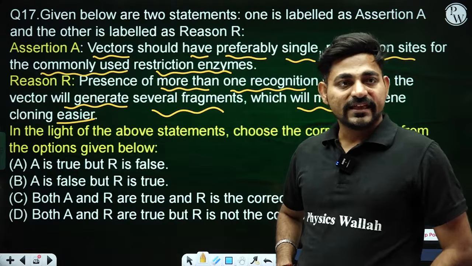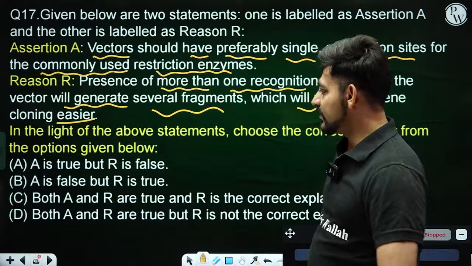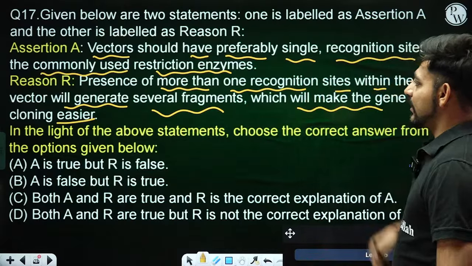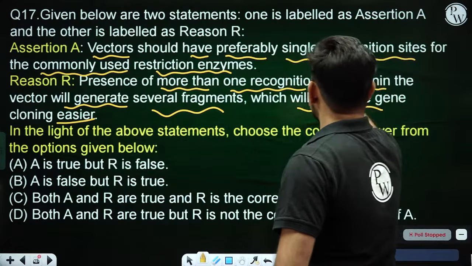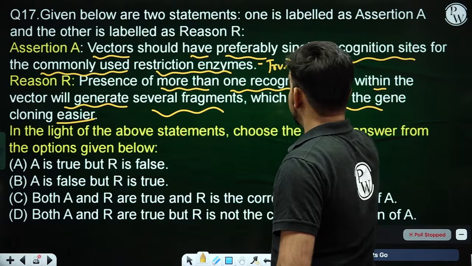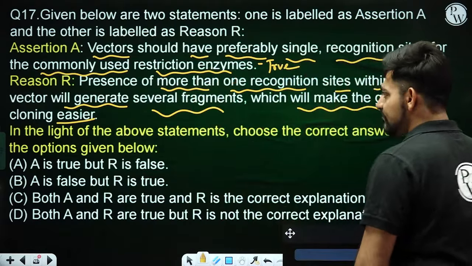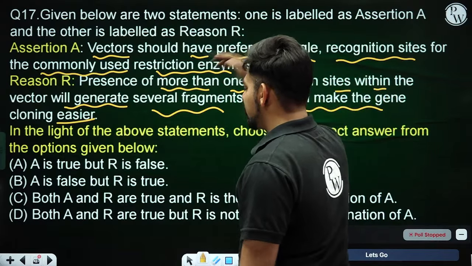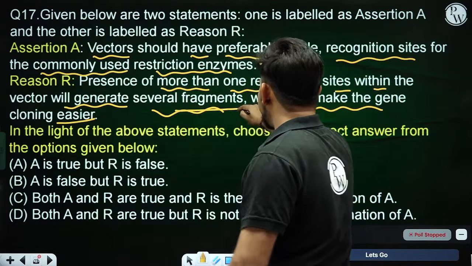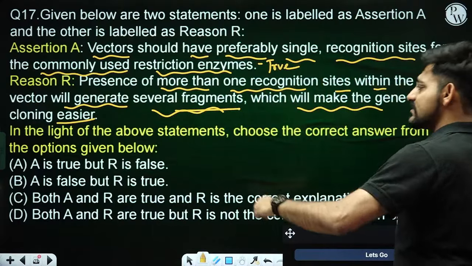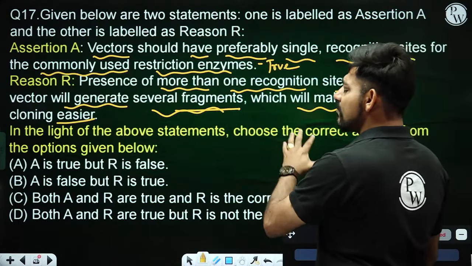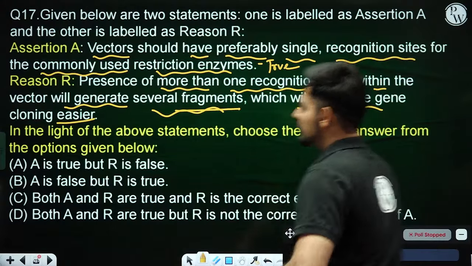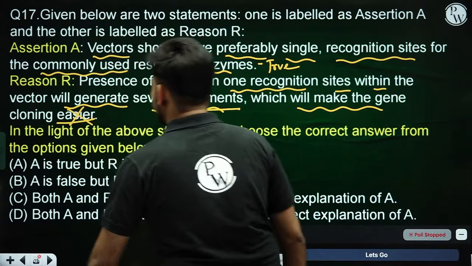Okay, Ayush is saying the answer should be option A. Vectors should preferably have a single recognition site for a particular restriction enzyme, absolutely true. The presence of more than one recognition site within the vector will generate several fragments, and that will create a nuisance for you. That will make your job much harder, so that will not make your job easier.